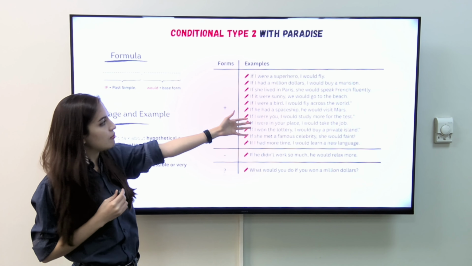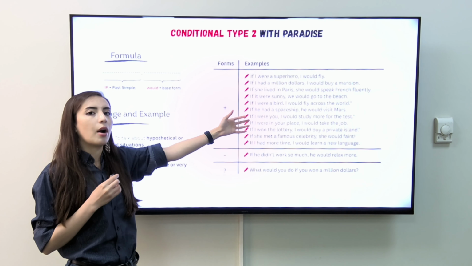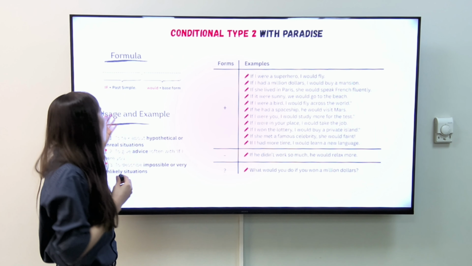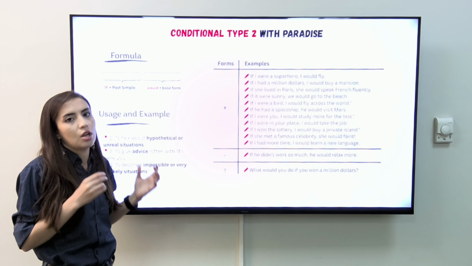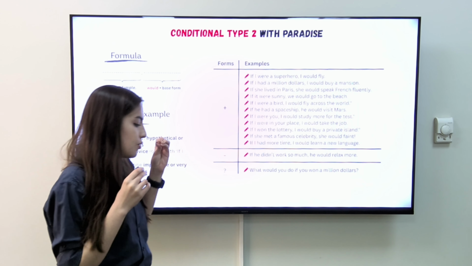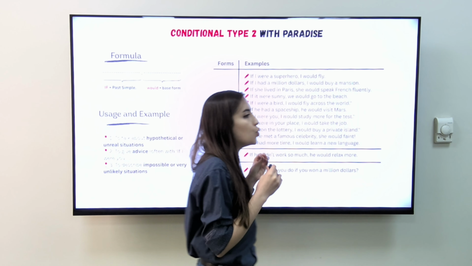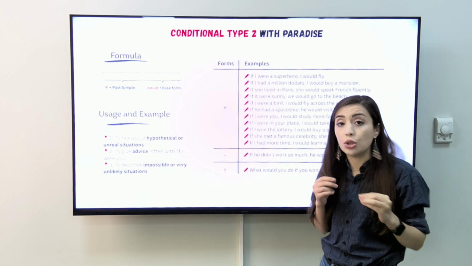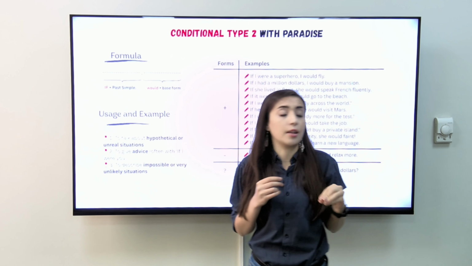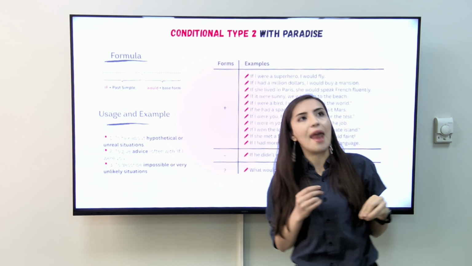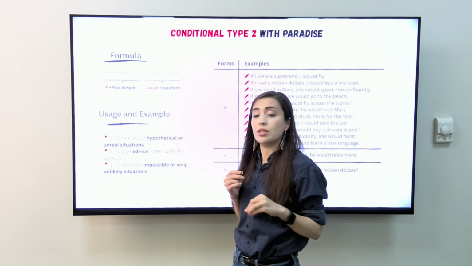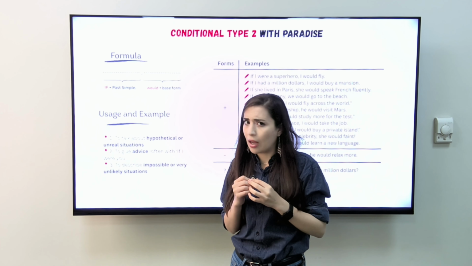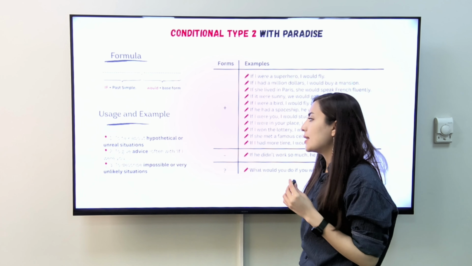When we cover it in this part, it will make more sense to you. So what are the conditions? What are the times and situations in which we use conditional type 2 and not, for example, conditional type 1, and not conditional type 0, and not conditional type 3? Let's cover them.